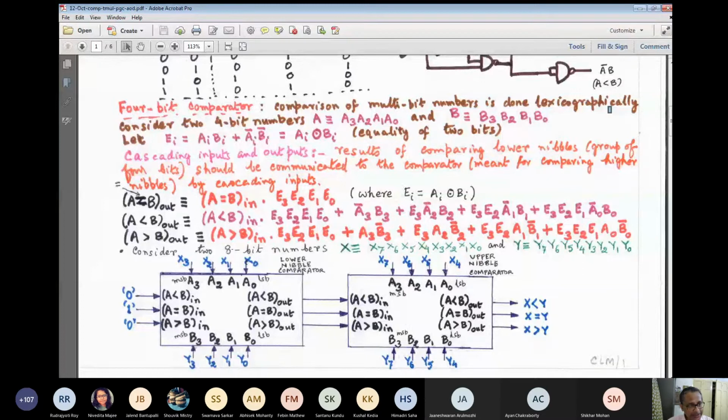The problem is that consider two 8-bit numbers, namely X7 down to X0 and Y7 down to Y0. So how many comparators are required? Suppose you are designing a 4-bit or nibble comparator using these three Boolean equations. What are the gates required? You can easily find that I require exclusive NOR gates, or equivalence gates. How many 2-input exclusive NOR gates? I require 4.